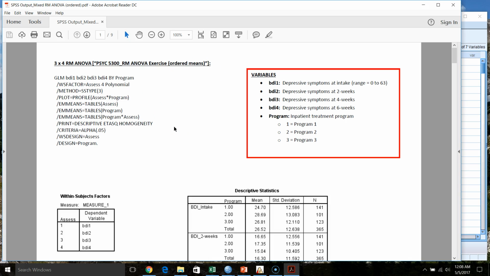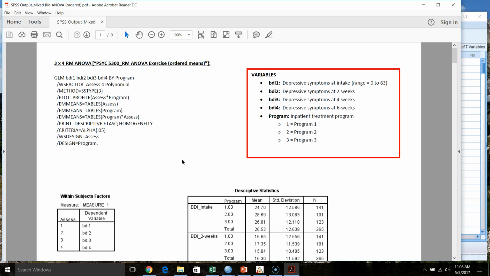We had gone through the omnibus effects within this data set and detected a within by between interaction. What we're going to do is go down through and talk about how you might go about teasing apart and identifying or qualifying that interaction.